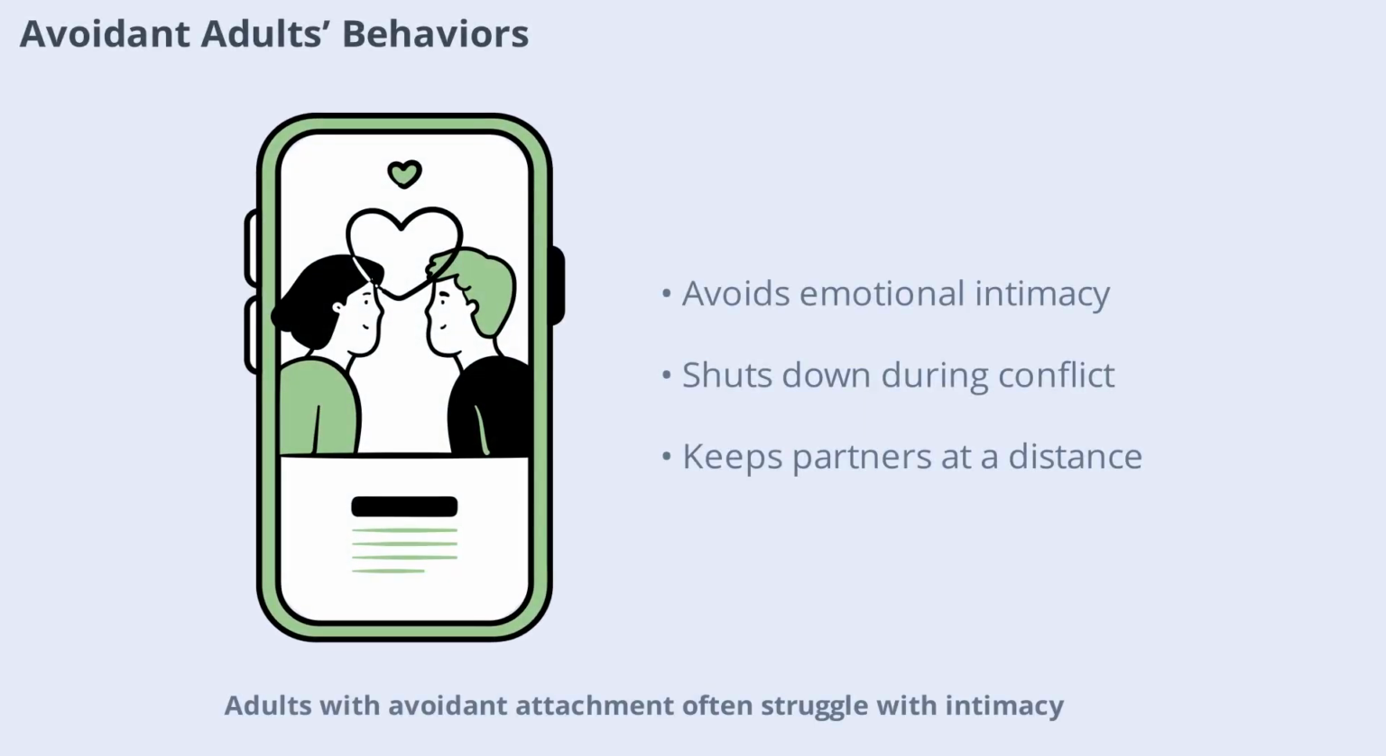Adults with avoidant attachment often struggle with intimacy. They may avoid serious conversations, shut down emotionally, or withdraw when their partner seeks closeness. This isn't because they don't care, it's a protective strategy learned in childhood.